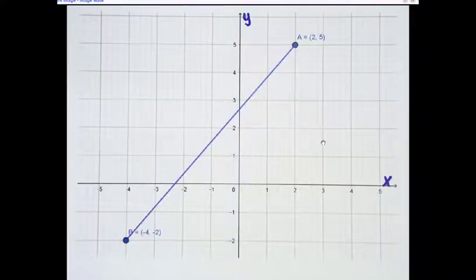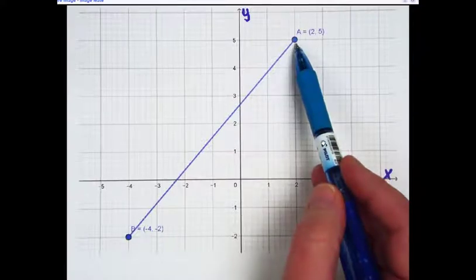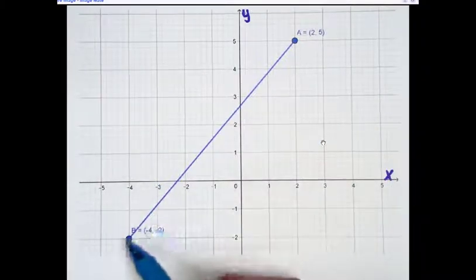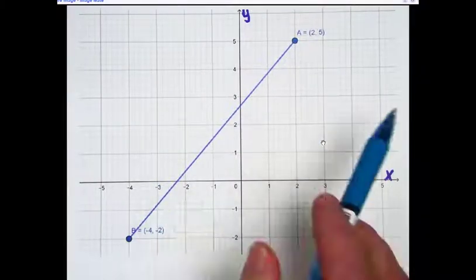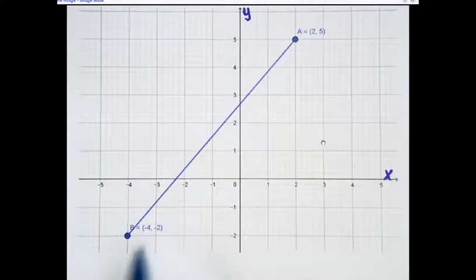Okay, now that we know he's going the distance, let's figure out how far that is. So what we're going to do is determine the distance, or the length of a line segment that connects two points, like I have drawn here, the points (2, 5) and (-4, -2). Now to do that, we're going to use the distance formula.